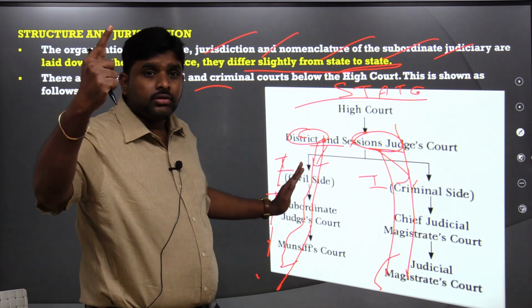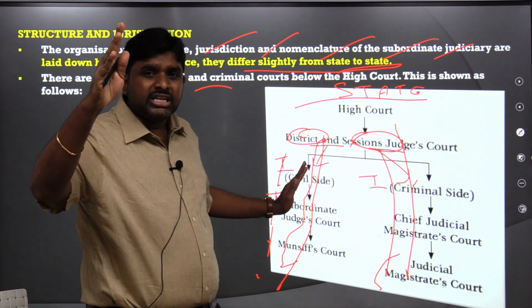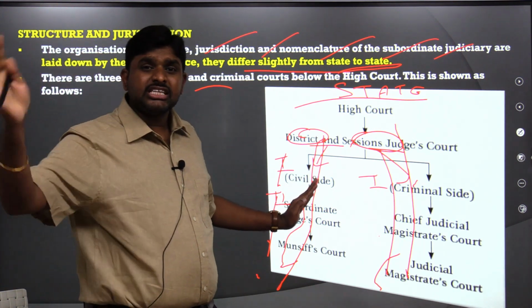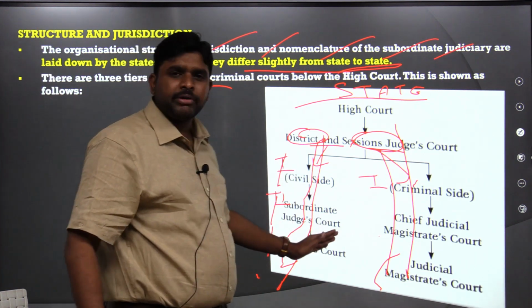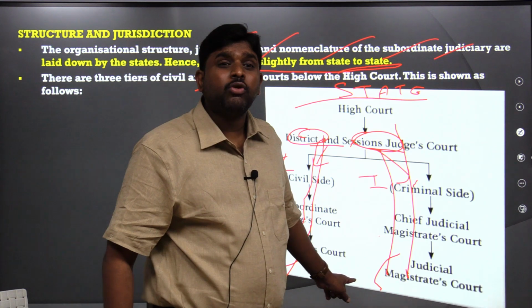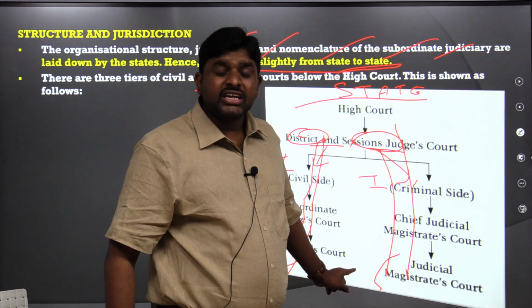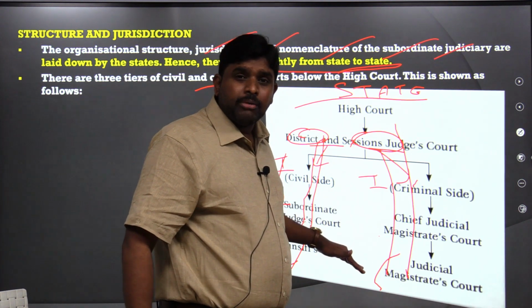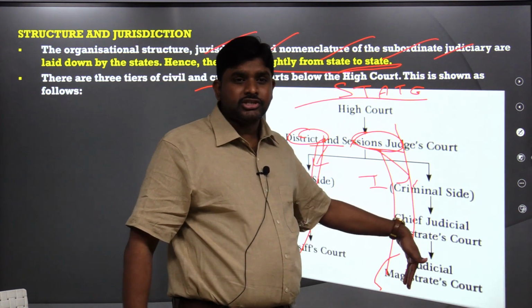But in high court, there is no distinction between criminal side and civil side. Every judge can take every criminal case as well as civil case. But here there is separation. This is civil side, this is criminal side. Why? The number of cases is more here. Why? Because the hearing will start at district level. So here the number of cases is more, hence there is a distinction.